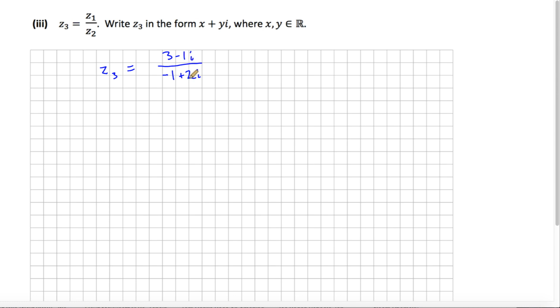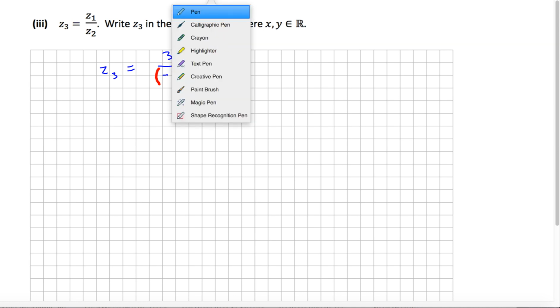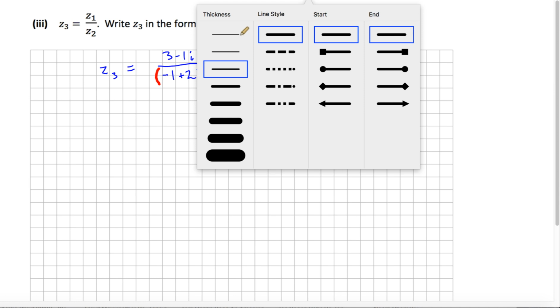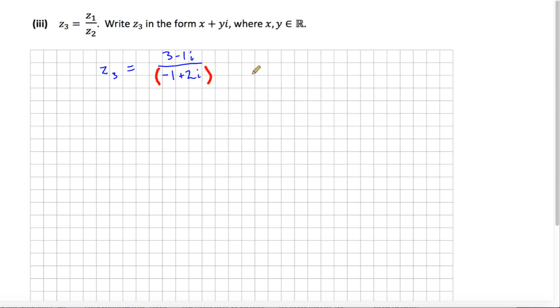Okay, now, so what we have, z3 is equal to one complex number divided by another. So when we're dividing complex numbers, remember, you multiply above and below by the conjugate of the bottom. So the conjugate of the bottom is -1 minus 2i.